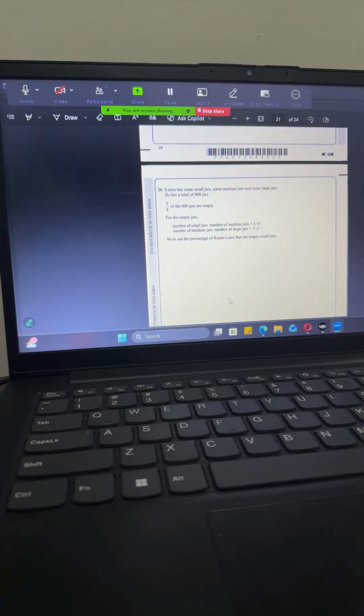Okay, so what do you think over here? We know that he has a total of 400 jars. 3 out of 8 of them are empty. Can you find the number of jars that are empty? Yeah, we can. I think we do 3 over 8 times 400. Well done.